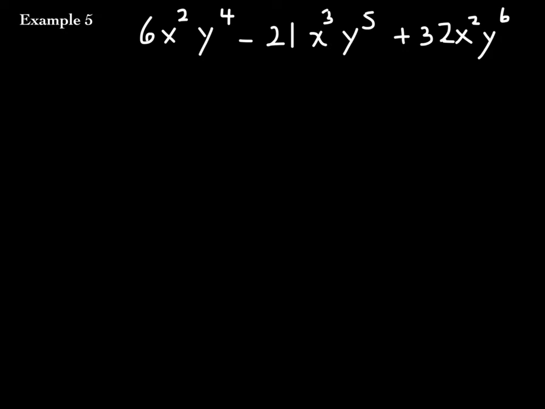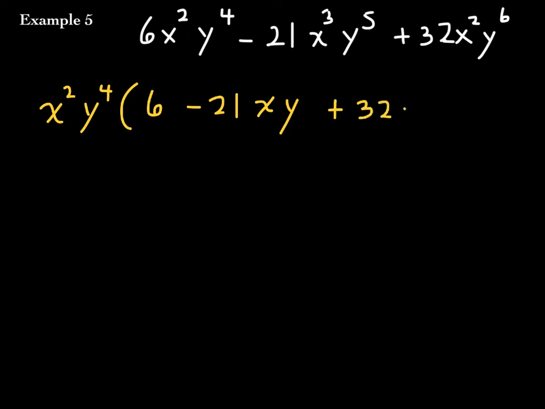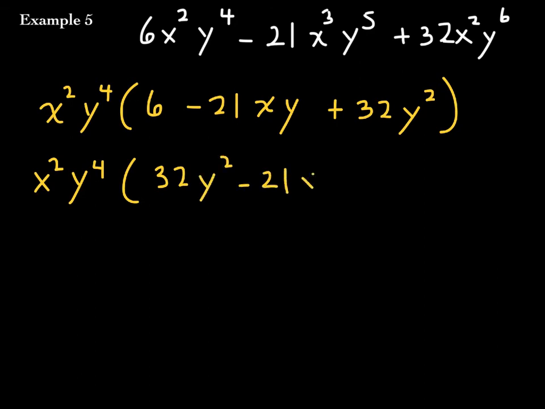So let me go ahead and factor that out. X squared y to the fourth is the GCF. That will leave you with 6 minus 21xy plus 32y squared. Now I notice that this is kind of out of order, the resulting polynomial inside. It should be 32y squared first, and then minus 21xy, and then maybe plus 6. Okay, let's do it that way.